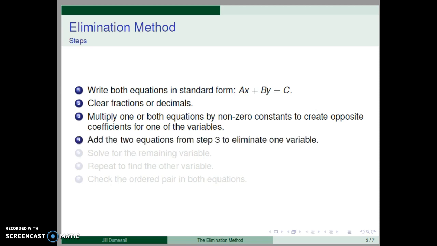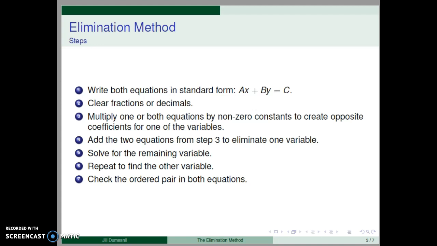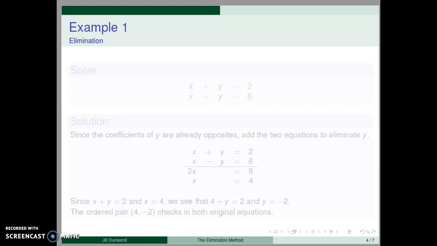Then add the 2 equations from step 3 to eliminate one variable. Solve for the remaining variable. Then repeat this process to find the other variable. And finally, check the ordered pair in both original equations. Let's illustrate these steps with examples.